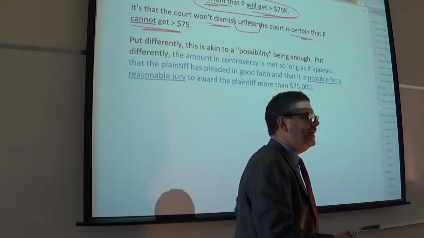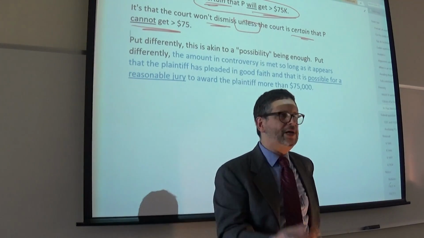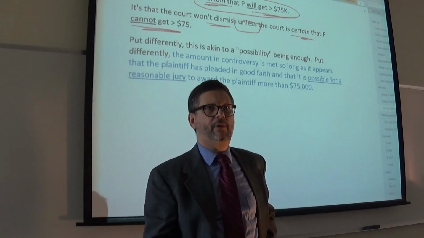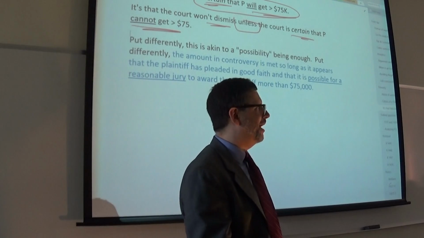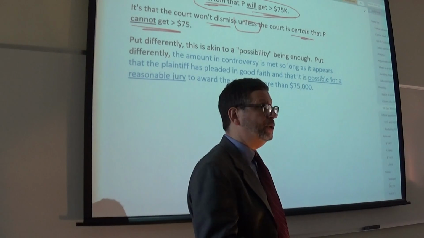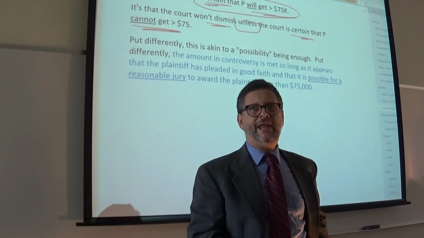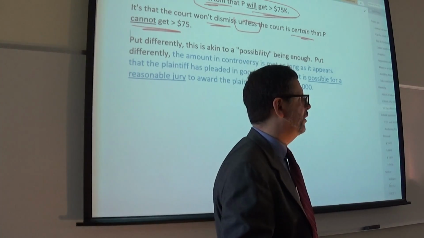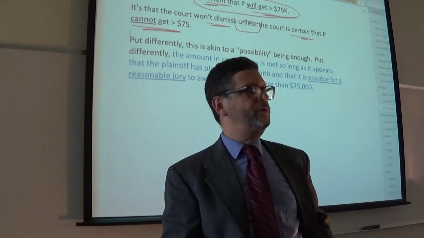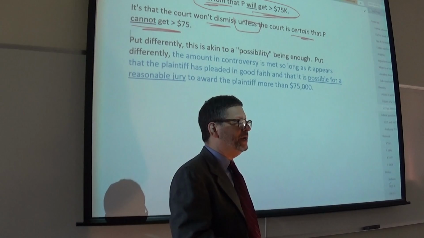Put differently, this is akin to possibility pleading. It's not quite the same thing, but what you should be asking yourself is, is it possible for a reasonable juror to award over 75K? If it is possible for a reasonable jury to give over 75K, then the amount is okay. It was pleaded in good faith, all right? Even if the court is doubtful, even if the court is uncertain as to whether the plaintiff could get over 75K, that's okay, as long as a reasonable jury could find over 75K. You see, we don't have to be certain it's over 75K. We only have a real problem if we're certain it won't be.